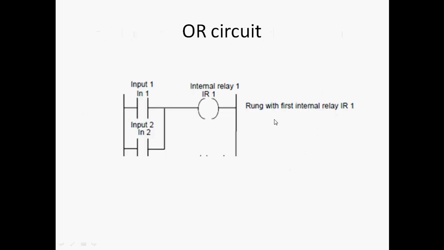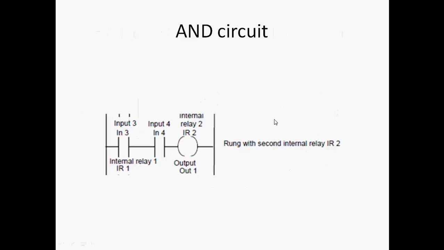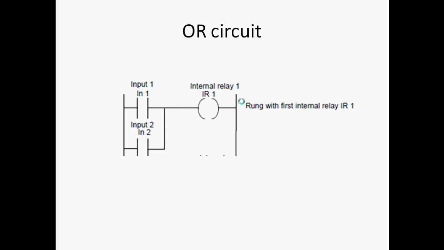Next, after the AND circuit, we come to the OR circuit. Here input 1 and input 2 are there. If any one of the inputs is on, then the output should be on. Suppose input 1 is on, then output 1 is also on.